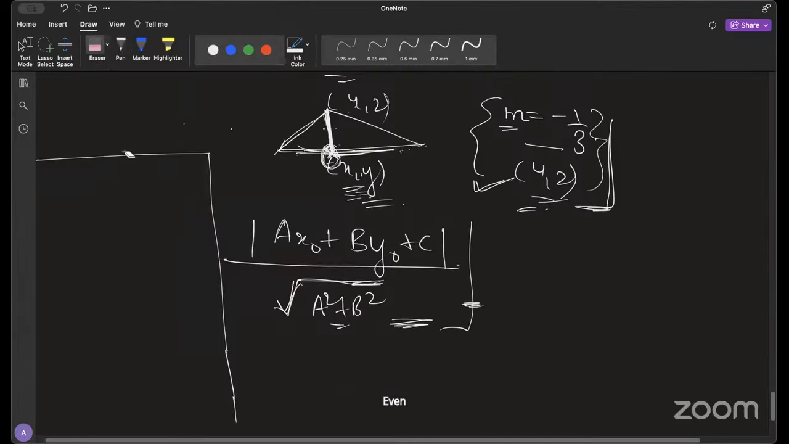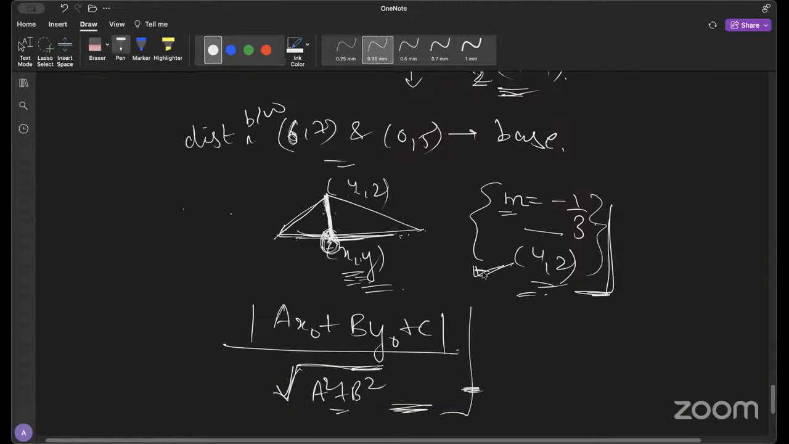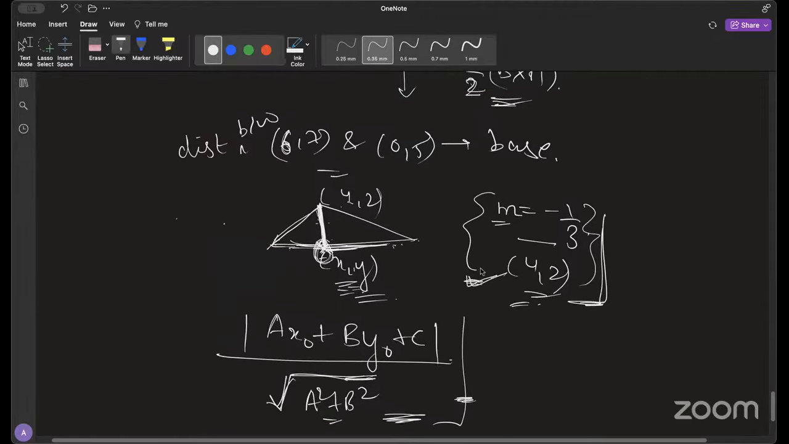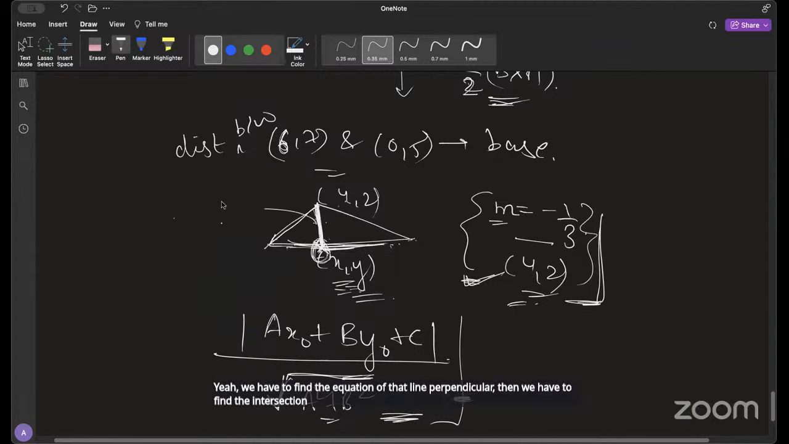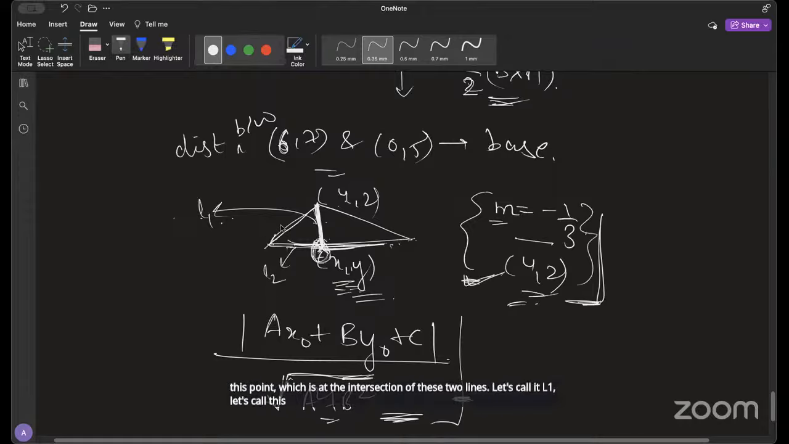Even if we go by that, how will we get to know the distance? We will not be able to get the distance that easily. By what I discussed. Yeah, ma'am, we have to find the equation of that perpendicular line, then find the intersection point. First find the equation of this line, then find this point, which is at the intersection of these two lines. Let's call this one L1 and this one L2. So first you find this point of intersection, and then you find the distance between this point and this point.